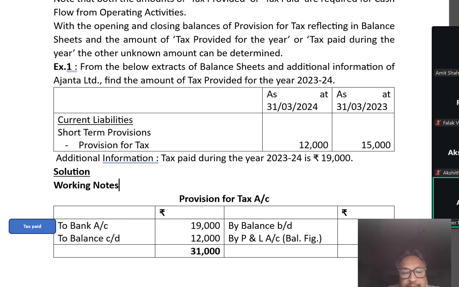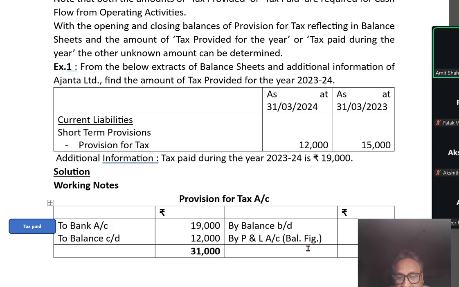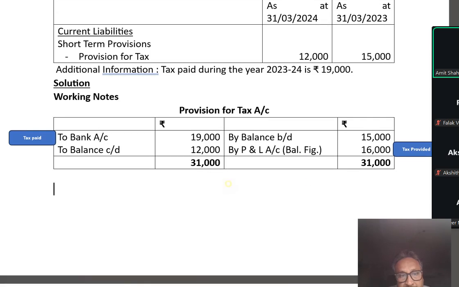Yes, sir. On the credit side of provision for tax account, there is always tax provided. On the debit side, we have tax paid. Either of the two things would be missing and the other would be given in the question, as it is given here, apart from opening and closing balances. Right?